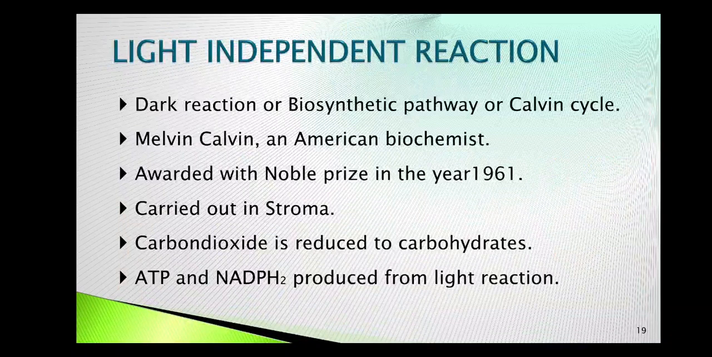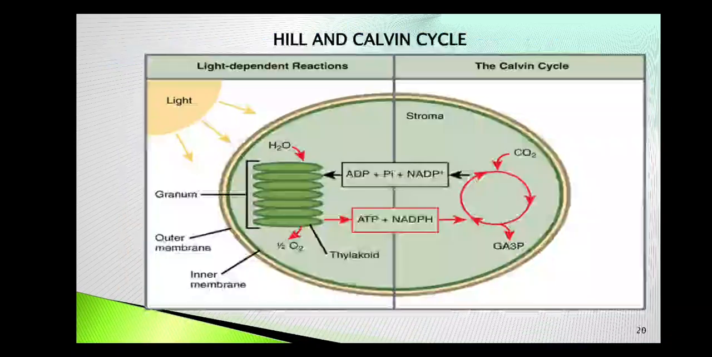During this reaction, carbon dioxide is reduced to carbohydrate with the help of the products generated from the light dependent reaction, that is ATP and NADPH2. And this is the overall view of both the Hill and Calvin cycles. At the end of this process of photosynthesis, the sugar molecules are synthesized.